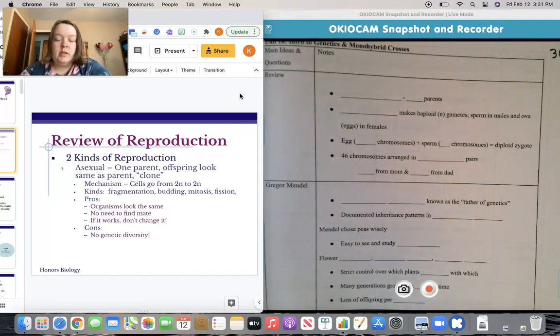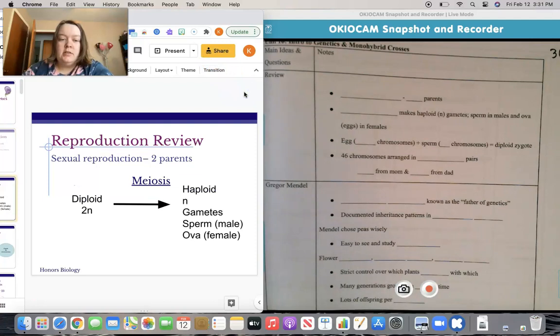Some pros of this type of reproduction are all organisms look the same. There's no need to take the time to go out and find a mate. It's fairly fast and efficient, but all the organisms are identical. The con is that there's no genetic diversity. All the organisms are the same. And in our world, being diverse, having differences, is very beneficial for long-term survival.